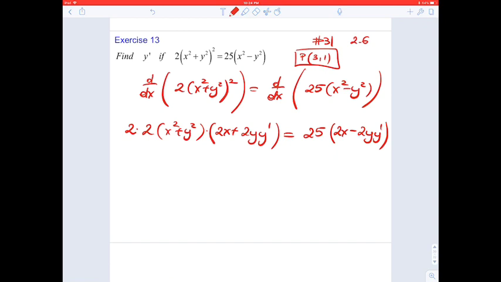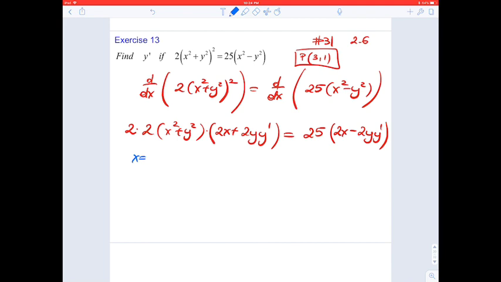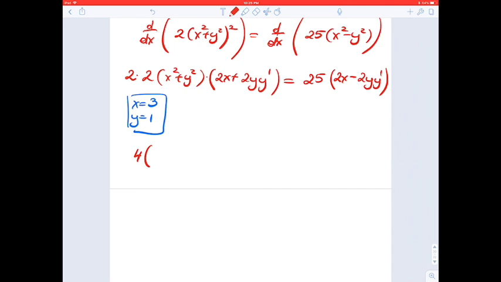Okay, that means at least this one I don't have to play with all of these algebra steps. I mean, I still use the algebra, but I will use the advantage as previously, and I will put for x 3 and for y 1. And let's see what we have. 2 times 2 is 4. This will be 9 plus 1. I did square x and y.